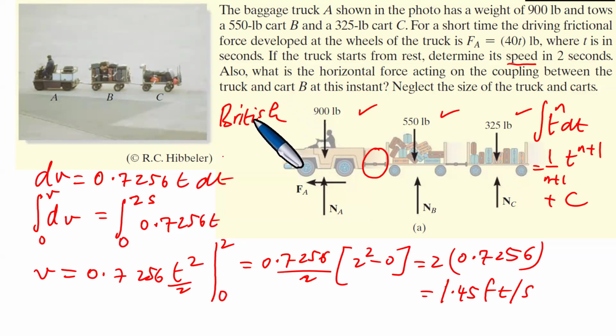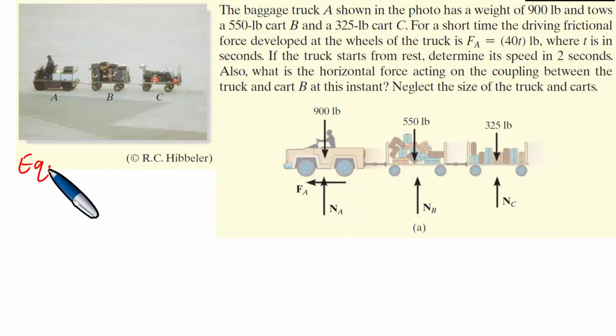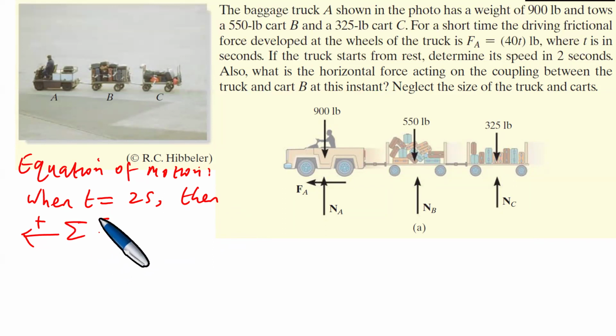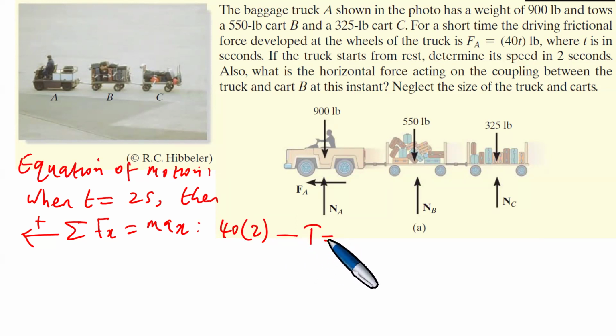Okay. Equation of motion. Equation of motion when T equals 2 seconds. Then the summation in that direction is the summation of Fx, which is MAx, which means you have 40 times 2 minus tension. Okay, let's deal with this. So the equation of motion now, when T equals 2 seconds, because the speed in 2 seconds, we want to get the actual coupling force there, so we want to get the tension.